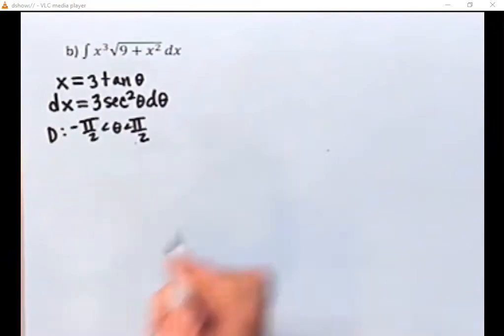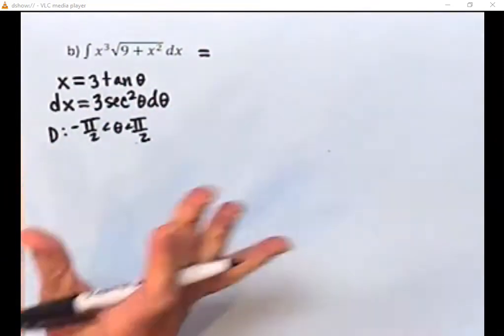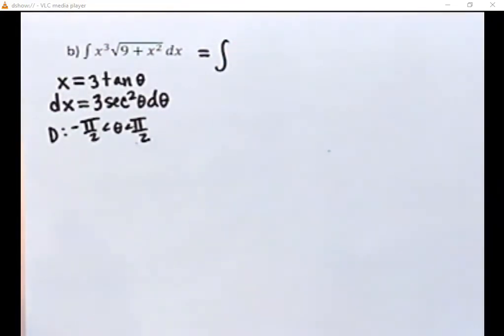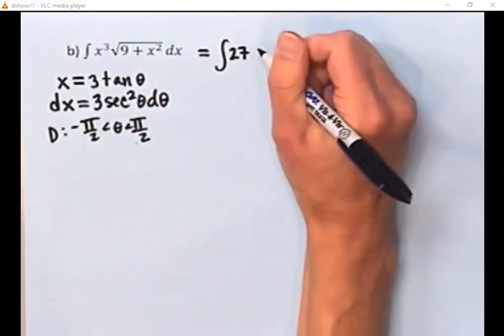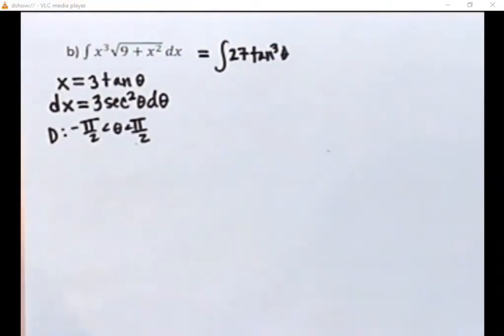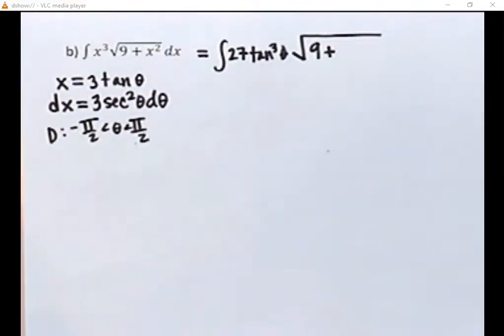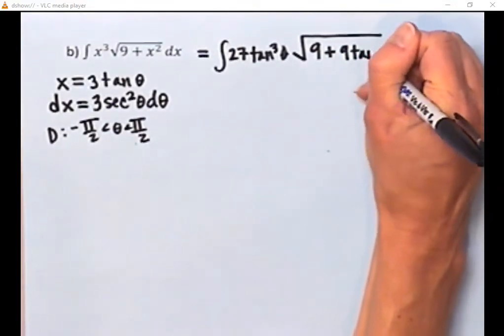Okay, so let's go through and substitute all the x's for thetas. Everything that's an x, you've got to substitute for theta. X cubed, what's x cubed going to give us? 27, and then what? Tangent cubed. That's right, 27 tangent cubed. Okay, under the square root, 9 plus x squared will be 9 tangent squared.